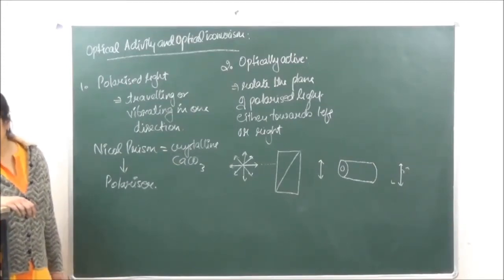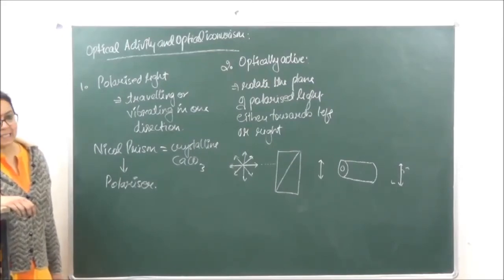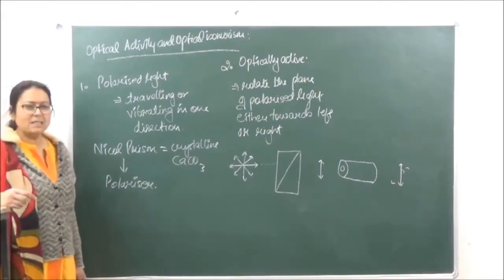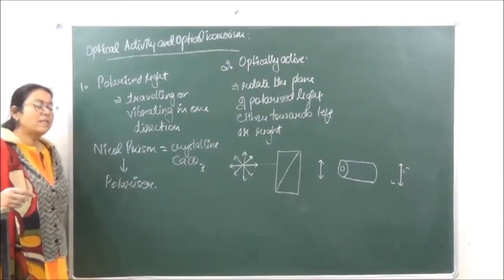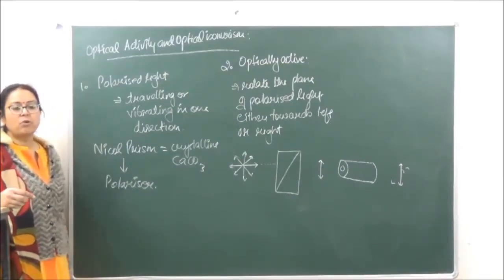Examples which we can take inside our bodies: we can take the example of lactic acid. Lactic acid is present where? It is present in the muscles. So lactic acid is optically active. That means it has a tendency to rotate the plane of polarized light.